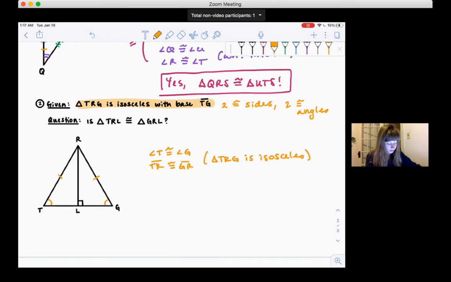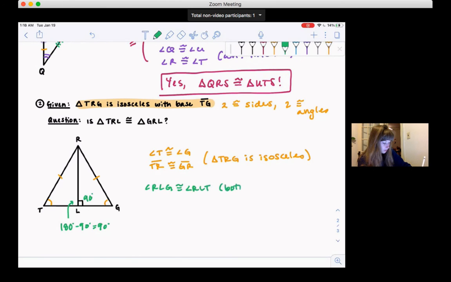Okay, what else do we know? Well, we know that this angle, RLG, is 90, and then if that angle is 90, the angle on the other side also has to be 90 because they're a linear pair, so they add up to 180. 180 minus 90 is 90. Okay, so that's telling me that angle RLG is congruent to angle RLT because they're both 90.